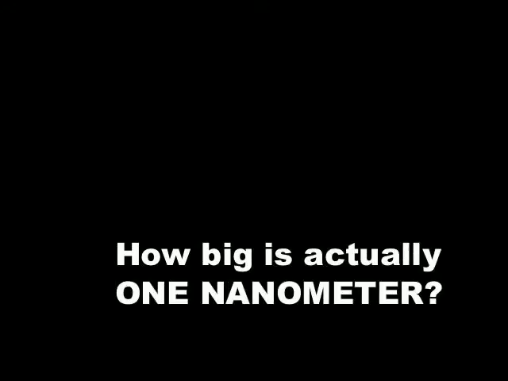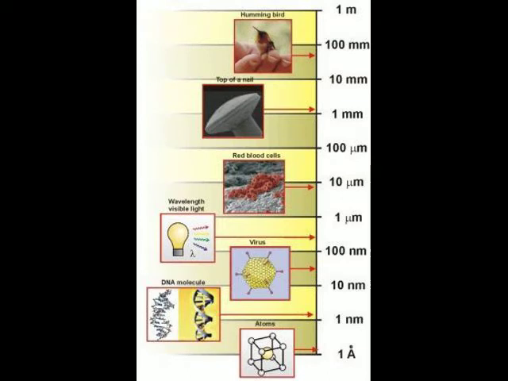Back to the topic. I'm going to explain nanotechnology in more detail. The first question is: how big is 1 nanometer actually? 1 nanometer is so small that it is impossible for us humans to see. There is a picture explaining the relationship of the units. As you can see in this picture, it lists all the things from 1 meter to 1 nanometer.